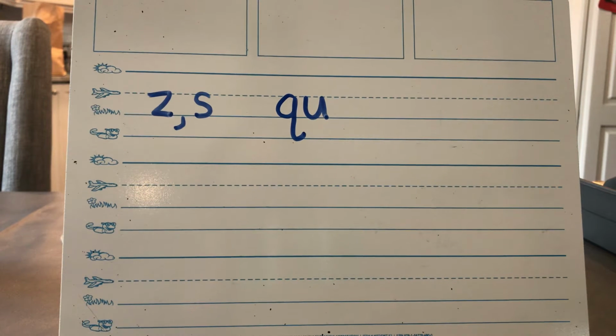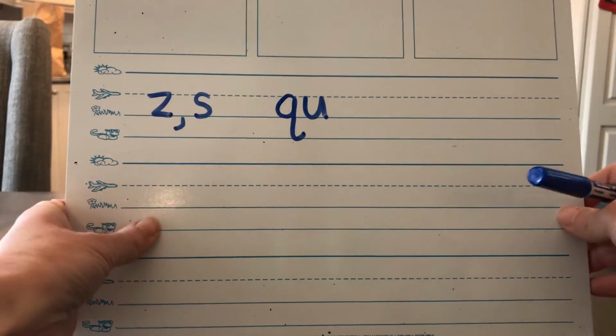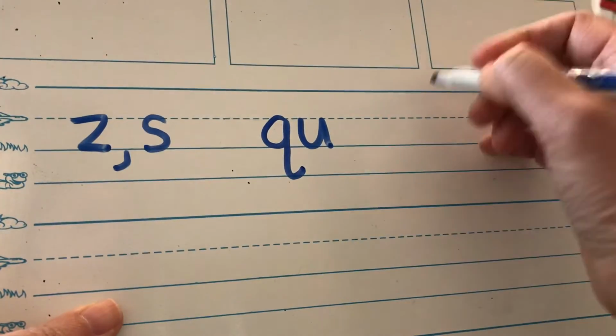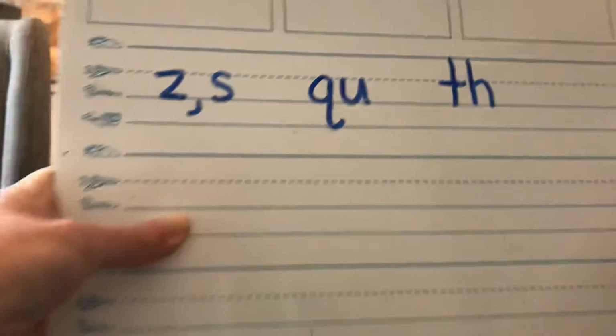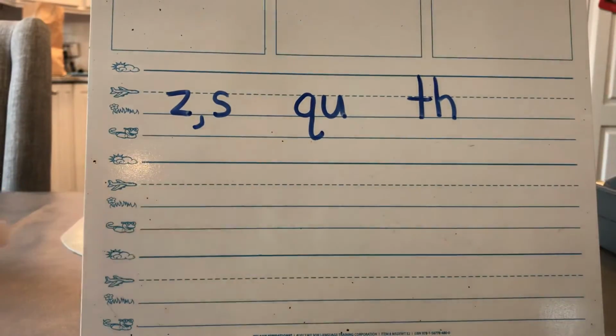What says... It's a digraph. TH. And notice how I'm writing neatly. I'm starting at the skyline when I need to, like in T and H. I'm going all the way to the worm line when I need to, like with Q. Okay, now we're ready for words.